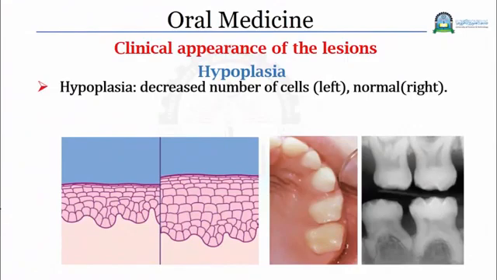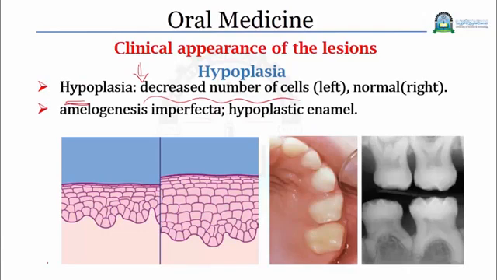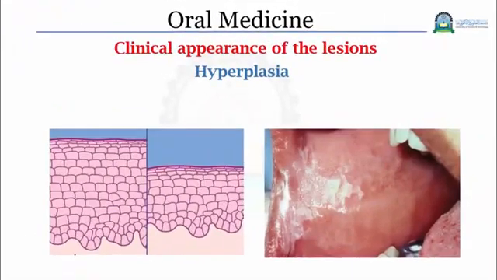Hypoplasia means a decreased number. In hypertrophy and atrophy we talk about the size of the cells; in hypoplasia and hyperplasia we talk about the number of cells, not the size. Hypoplasia means decreased numbers of cells. So this is the normal tissue and this is the hypoplastic tissue, as we can see in cases of amelogenesis imperfecta, which presents with hypoplastic enamel.